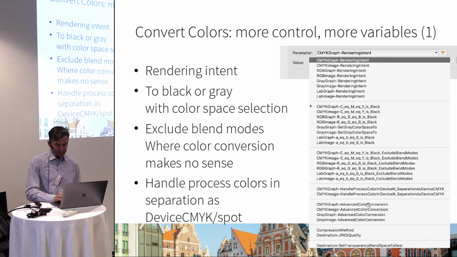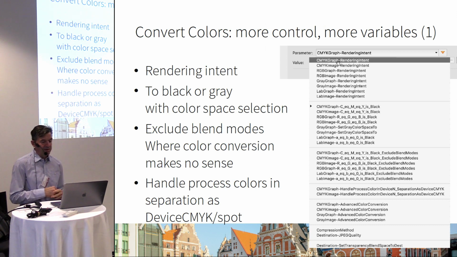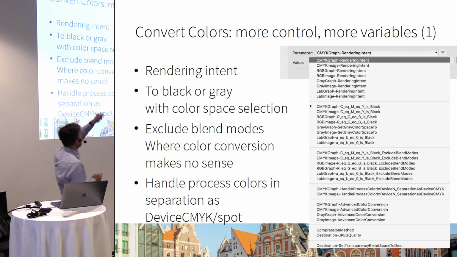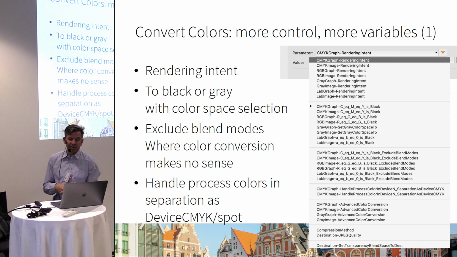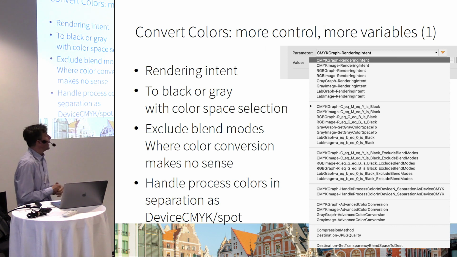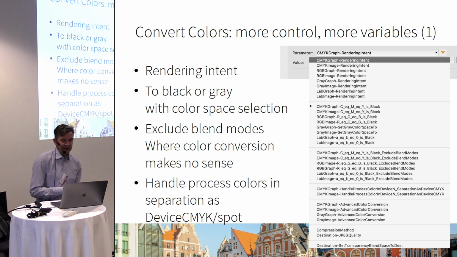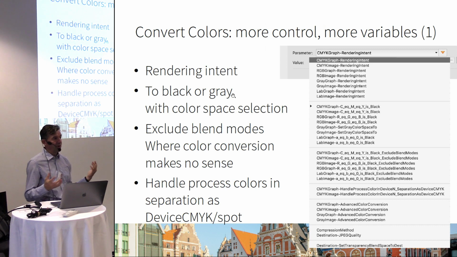So settings are, you can specify the rendering intent for the color conversion, and then as always in these settings, we have 1, 2, 3, 4, 5, 6, 7 areas, and each area is then subdivided so that you can adjust it separately for CMYK vector graphics, CMYK images, RGB vector graphics, images, and so forth, and also LAB. And then you can specify the rendering intent, the color space that you want to use when you convert black colors from the source color space to the destination color.